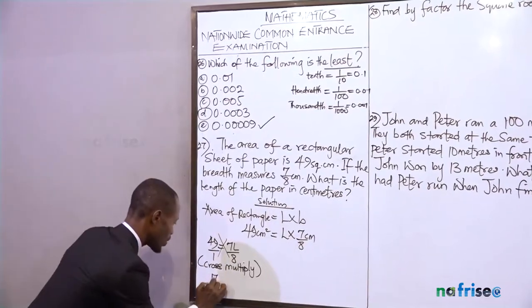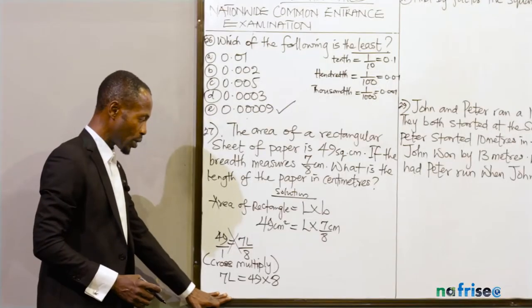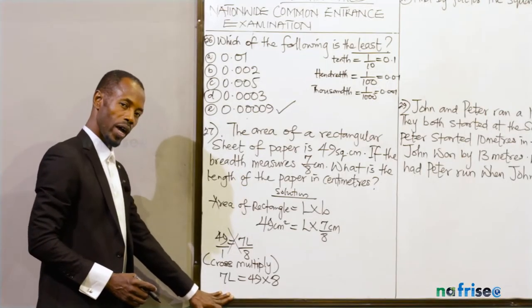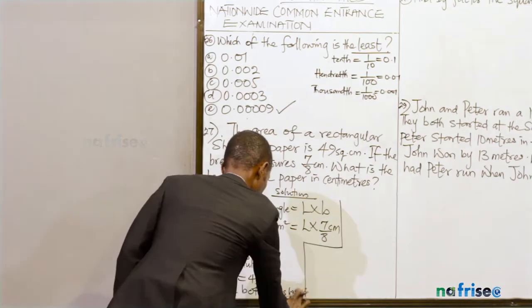So you have 7L equals 49 times 8. But right now, since you're looking for L, you now divide both sides by what? 7. Divide both sides by 7.